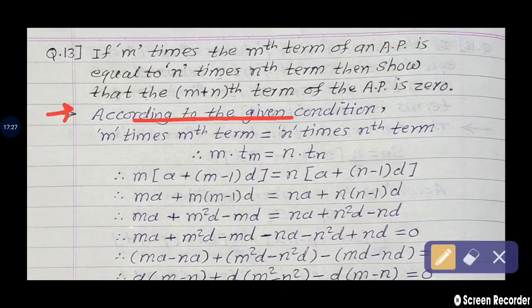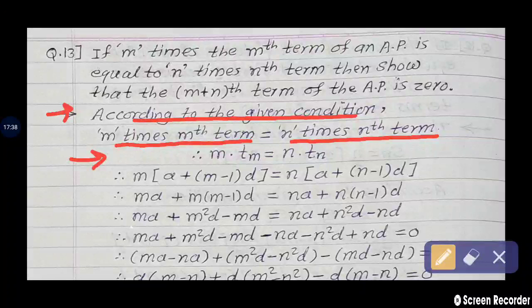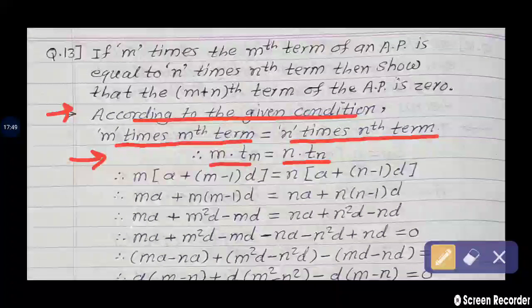According to the given condition, m times the mth term is equal to n times the nth term. So mathematically we write that m multiplied by tm is equal to n multiplied by tn. So we use the general formula of tn on both sides, using the letter m in place of n for the left side.